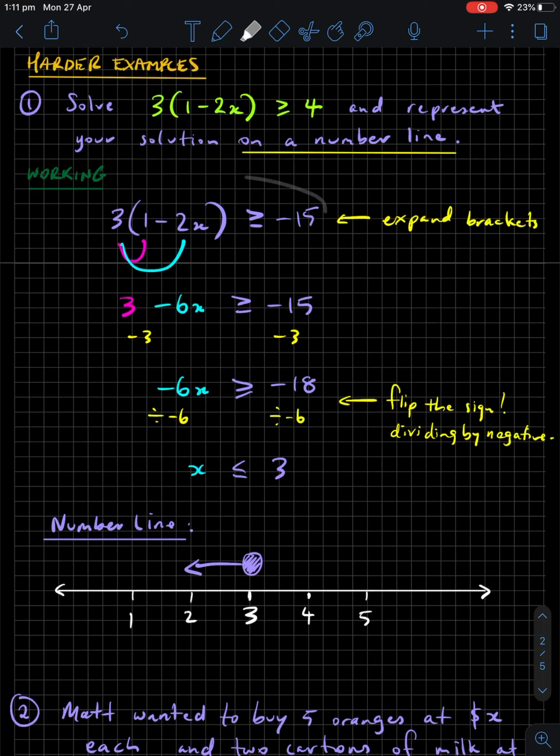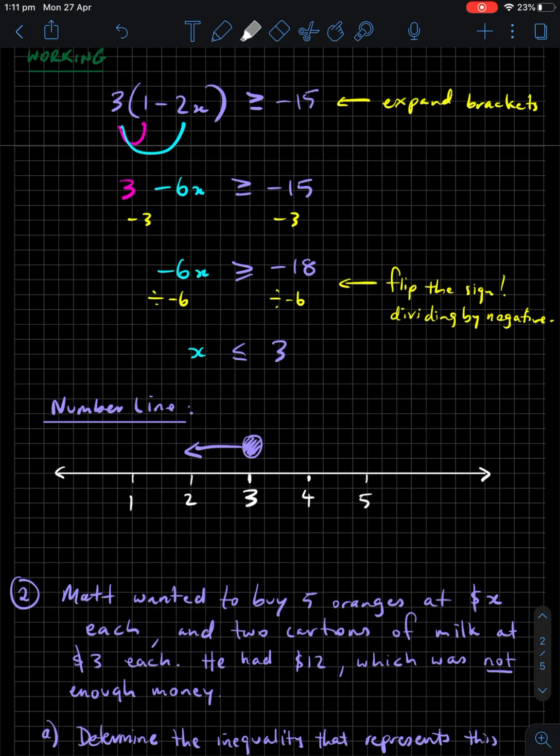Okay, so let's deal with our equation first. So I rewrote that, and obviously I see these brackets here. I want to expand those. So remember, when you're expanding, you've got your two lots of multiplication happening here. So 3 times 1 gives us our positive 3. And next is 3 times negative 2x, which gives us our negative 6x down here. And our minus 15 comes straight down. And also the greater than or equal sign comes down as well.